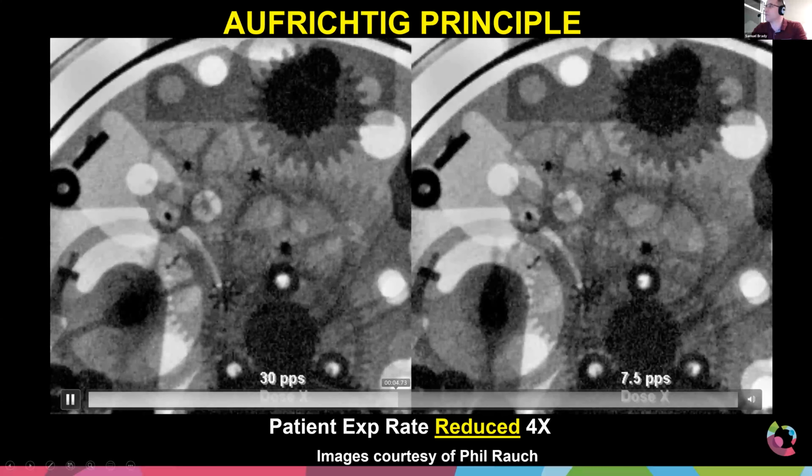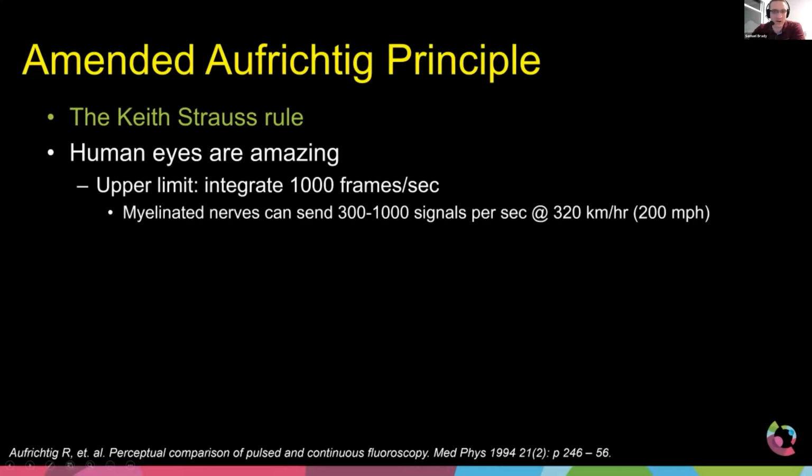All right, so that is the Afrique principle. My colleague and friend named Keith Strauss added to that. I call it the Keith Strauss rule. And that is, we talked about this idea that our eyes can integrate 1,000 frames per second, and just some statistics here, the myelinated nerves can send signals, 300 to 1,000 signals per second, which is pretty darn quick. That's 320 kilometers per hour. Our brains, our bodies are just amazing.